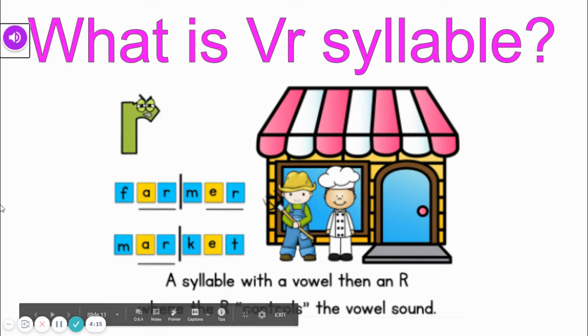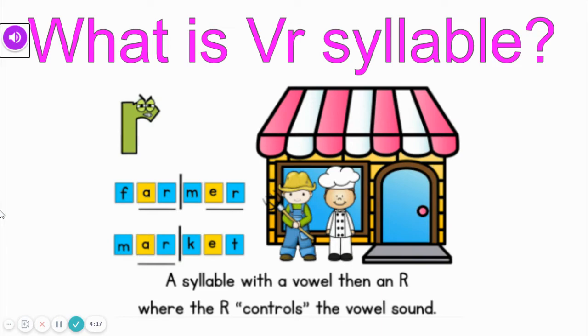What is a vowel R syllable? A syllable with a vowel, then an R, where the R controls the vowel sound, is considered a vowel R pattern or a bossy R. Look at the word farmer. Notice in the first part, you have an A-R that gets together and goes R in farmer.